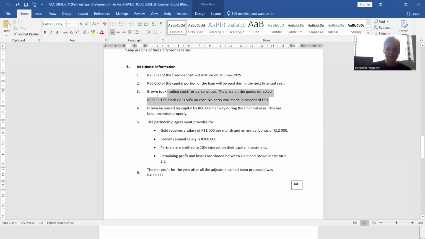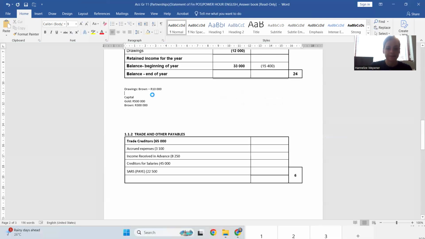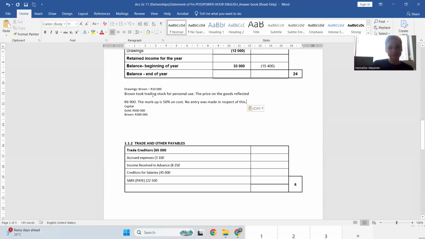So I'm just going to quickly copy this to my answer book because my calculator is doing weird things. It's disappearing there. Okay, right. So there we have it. Partner Brown is taking goods.